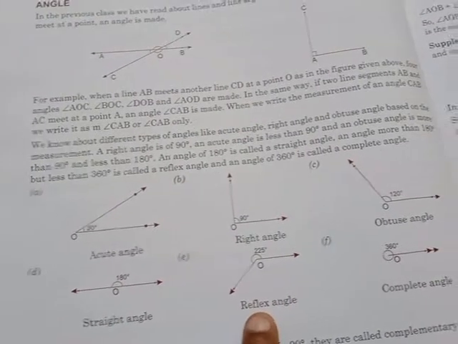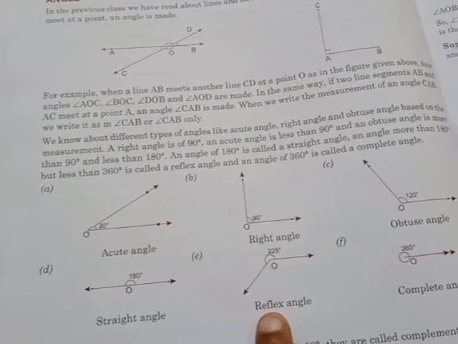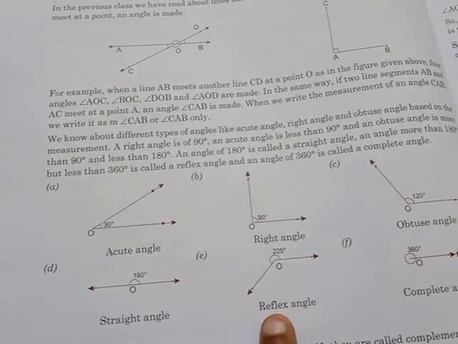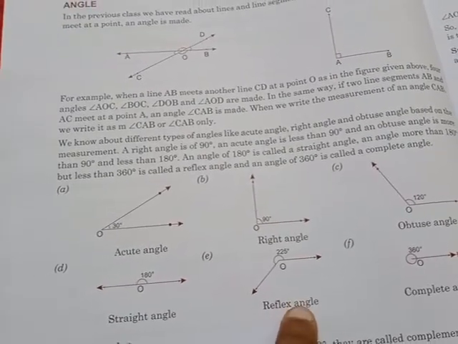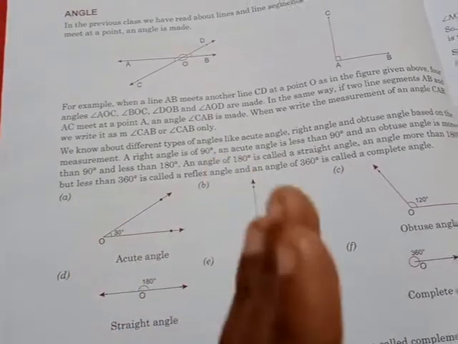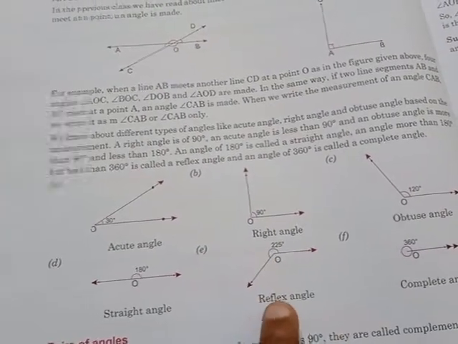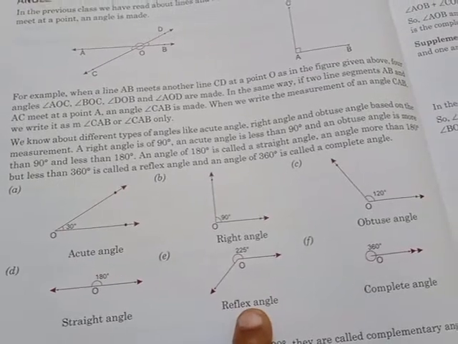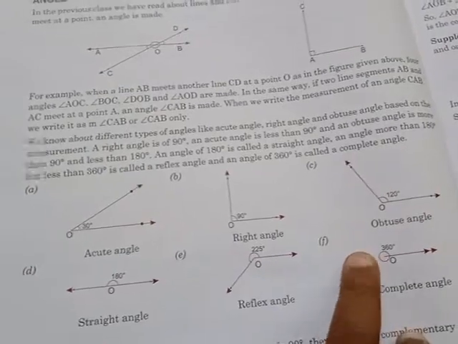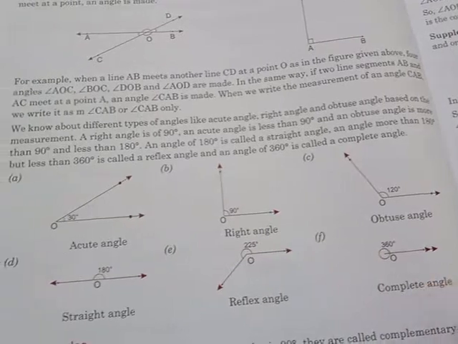And reflex angle, that means the angles which are more than 180 degrees but less than 360 degrees, it is called a reflex angle. And then complete angle, it will be in a circle, that means around a point. So 360 degrees is a complete angle.